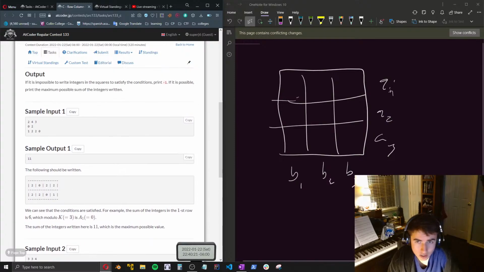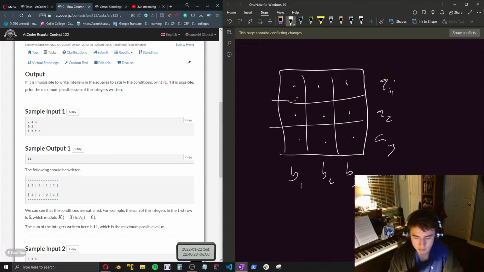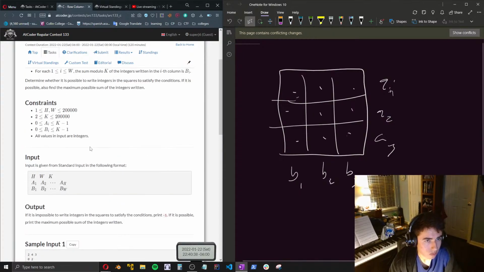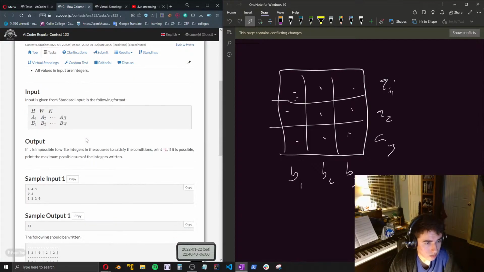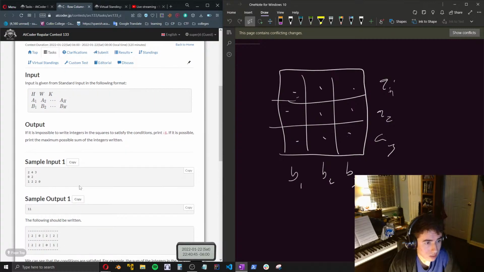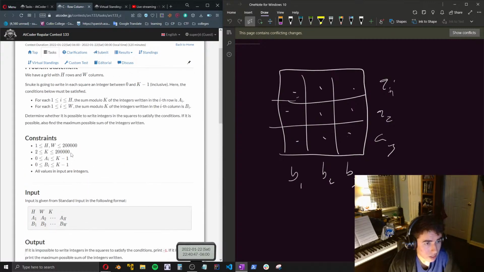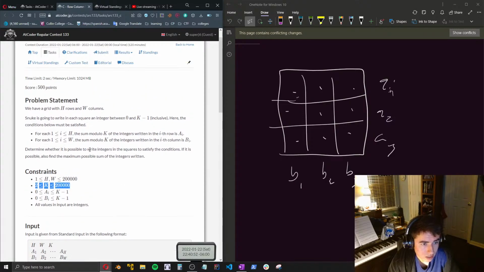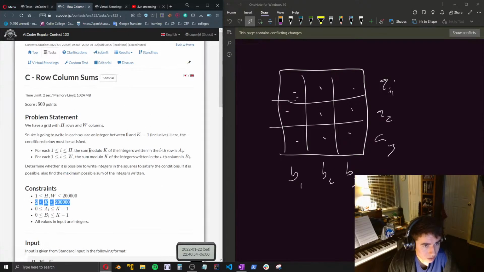Need to satisfy under the modulo, like this row. Here, here, here, sums to B1, here, here, here, sums to B2, here, here, here, sums to B3. And here, here, here, A1, A2, A3. Did I do this right? Any other constraints? K is also up to 2,000. It's kind of interesting, I guess.